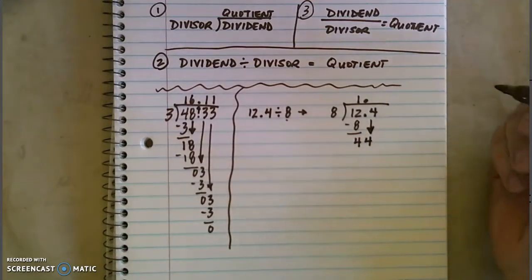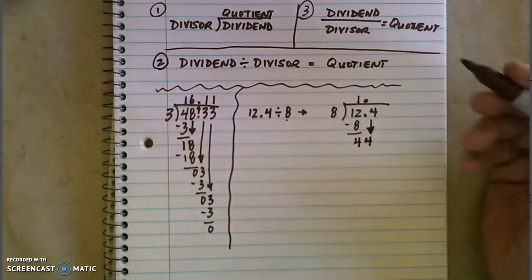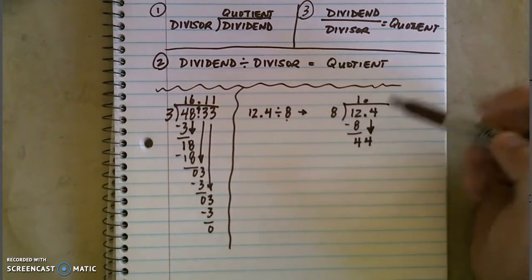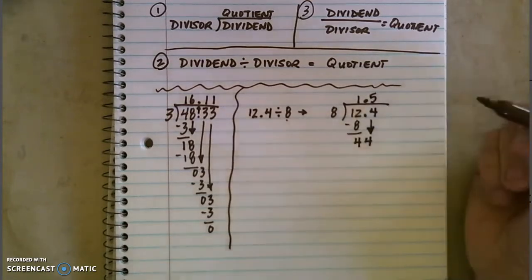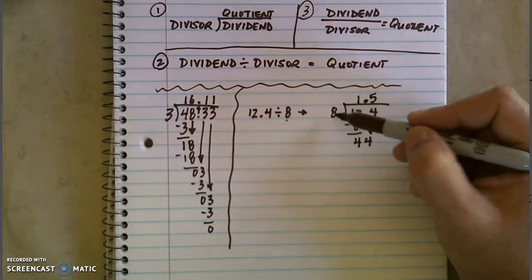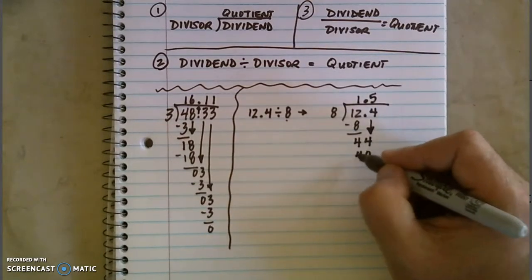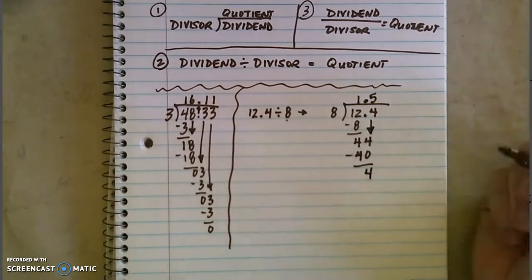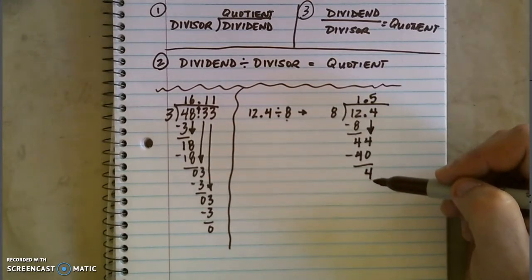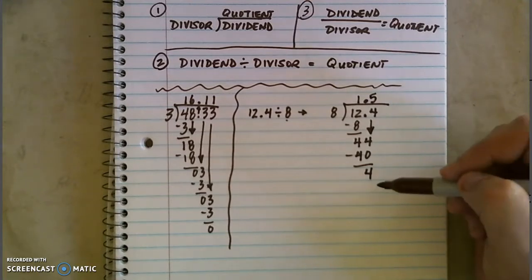So now I have the number 44. Does 8 go into 44? Well, yes, it does. 8 goes into 44 5 times without going over. The 5 goes above the 4. 5 times 8 is 40. And when I subtract, I get 4. Is 4 less than the number I'm dividing by? Yes, it is. So I know I'm on the right track, but I have a little problem here.